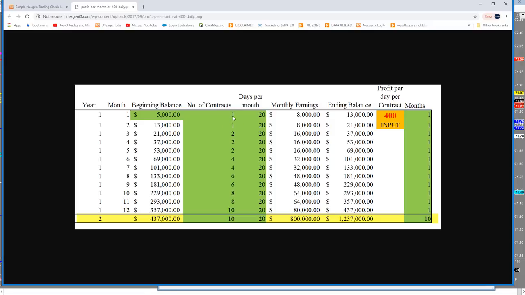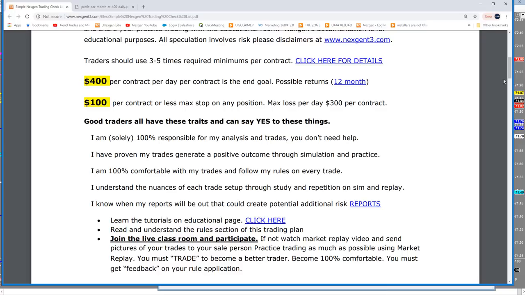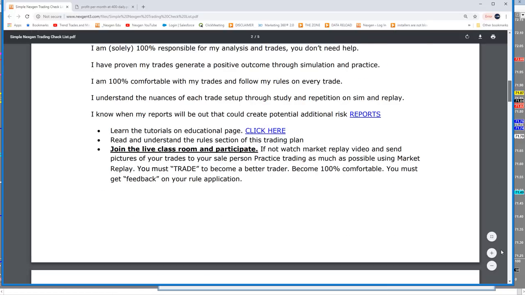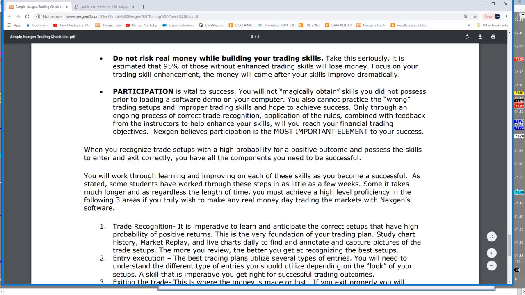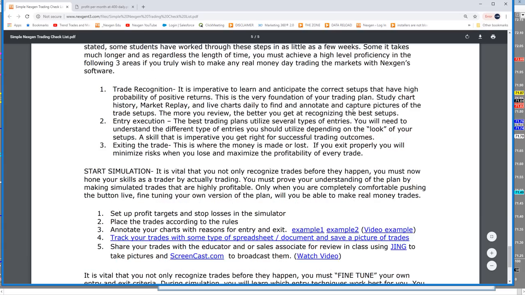We have to work on these things that you guys need to do. Number one, don't trade with real money. Number two, work on your trade recognition. Number three, work on your entry execution. And then number four, how do you exit the trade? That's where you make or lose the money. Do it on simulator, just like we say.